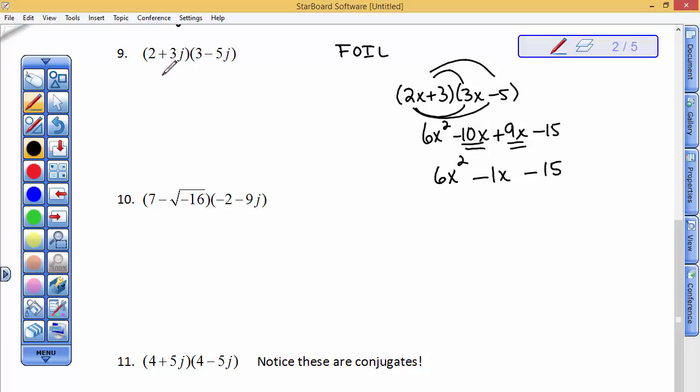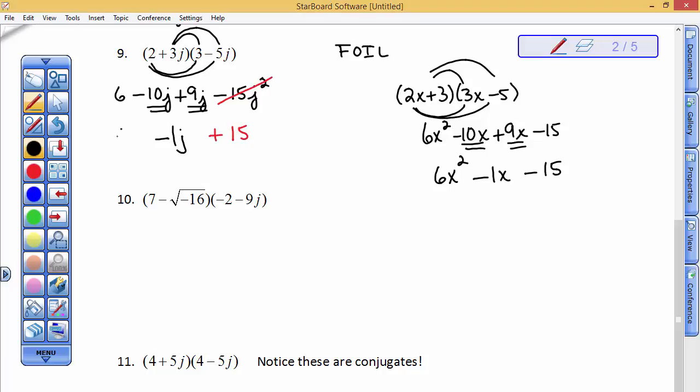That's what we're going to do here now. We're just going to FOIL. So 2 times 3 is 6. 2 times a negative 5 is a negative 10j. 3j times 3 is a positive 9j. And 3j times a minus 5j is a minus 15j squared. So the only difference between this and this problem over here, this is the same. These will combine to be a negative 1j. But see the minus 15j squared? Remember, I'm just going to cross that off and make that a plus 15. It's a number now to be added to the 6 up front. So 6 and 15 combine to be 21, and then I have 21 minus that 1j.